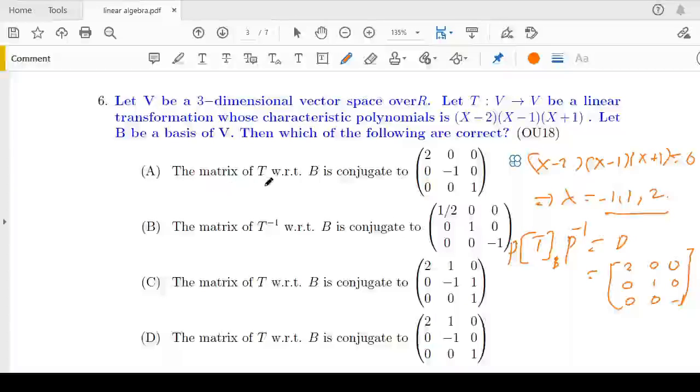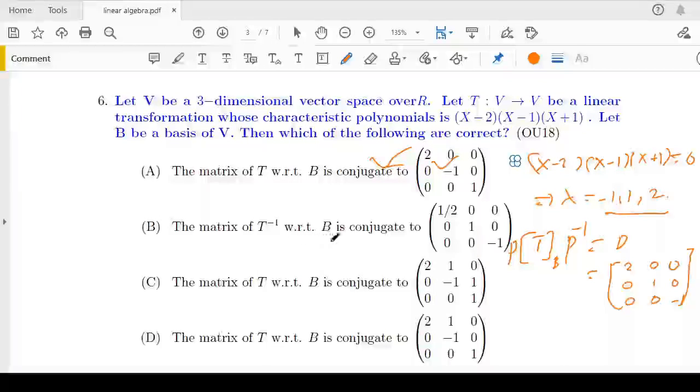Therefore, the matrix T with respect to B is conjugate to the diagonal matrix with entries 2, 0, 0, 0, minus 1, 0, 0, 0. These diagonal entries are eigenvalues of the matrix. Therefore, since T is diagonalizable, it is conjugate to this matrix. Therefore, this is the right answer.